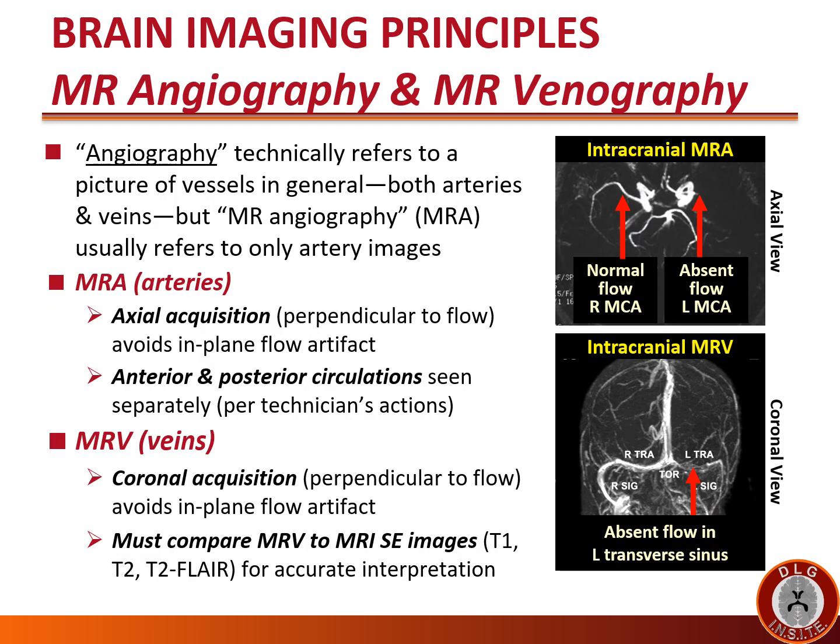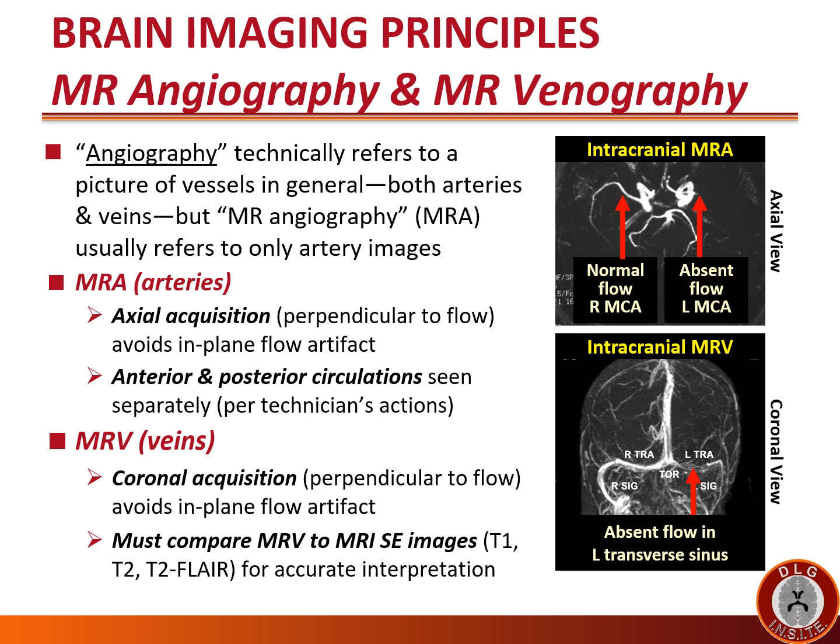Let's distinguish MR angiography and MR venography. The term angiography technically refers to a picture of vessels in general, so it should include both arteries and veins. But by convention, MR angiography, MRA, usually refers to only artery images. In other words, MR arteriography. In MRA, looking at the arteries, the images are acquired by axial acquisition, perpendicular to flow, to avoid in-plane flow artifact. And the anterior and posterior circulations are seen separately.